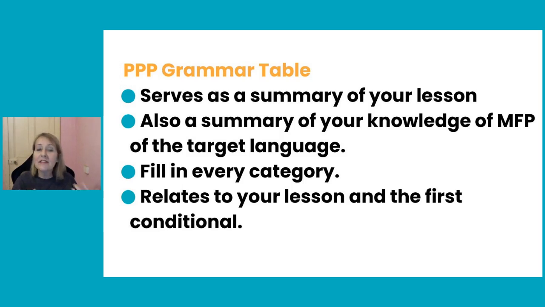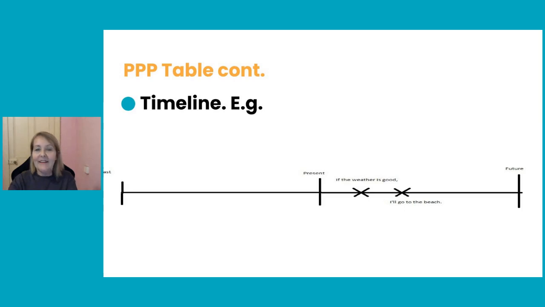So everything is for the same lesson. Everything must be for the same. Okay. Then in your PPP table, you need to include a timeline, which is just a little diagram. Sometimes people draw it and stick it in. That's fine. You can actually make one in Word with arrows and X's. So it's possible, but you have to show a timeline.